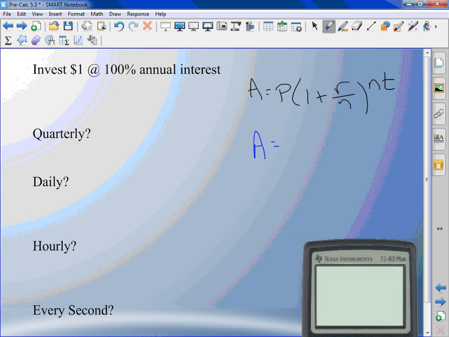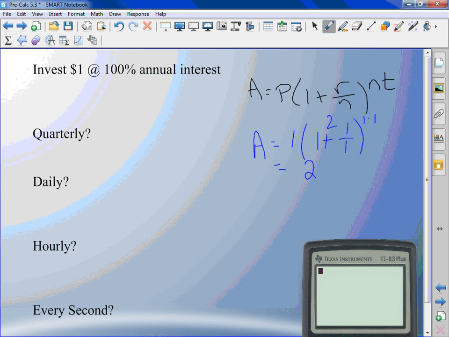How much am I investing? $1. 1 plus, what's my rate? 1. Because 100% means 1. Happens annually. 1 times 1 for 1 year. One plus 1 is 2. 2 to the first is 2, and 2 times 1 is 2. So annually, I have $2.